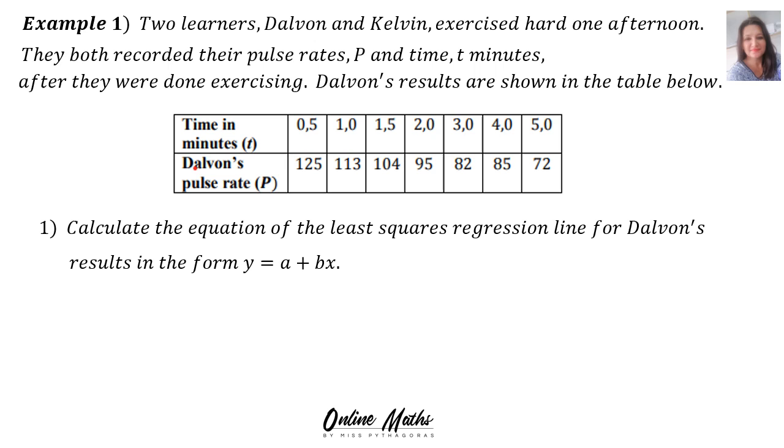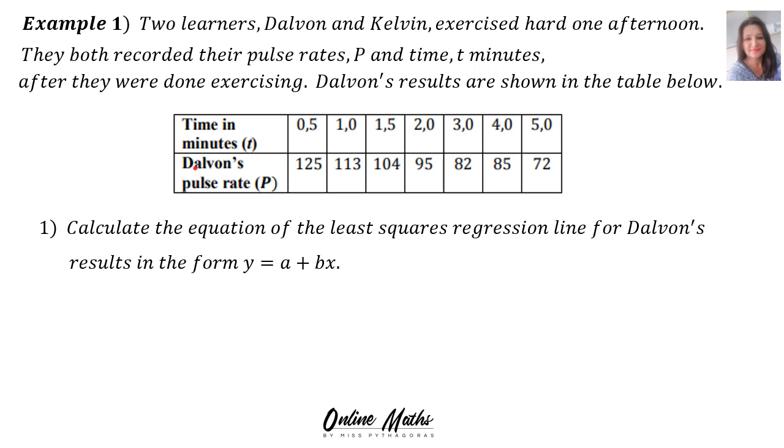Example 1. Two learners, Dalvin and Calvin, exercised hard one afternoon. They both recorded their pulse rates P and time T minutes after they were done exercising. Dalvin's results are shown in the table below. So there's the time in minutes and then his pulse rate.